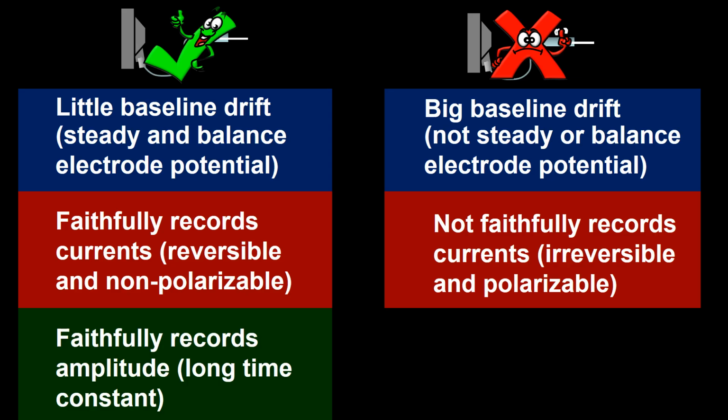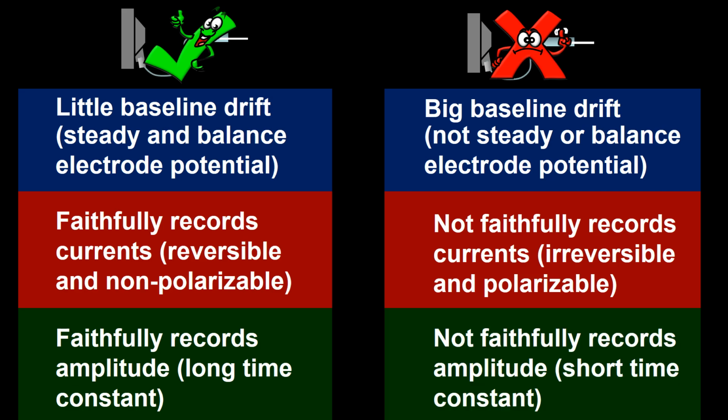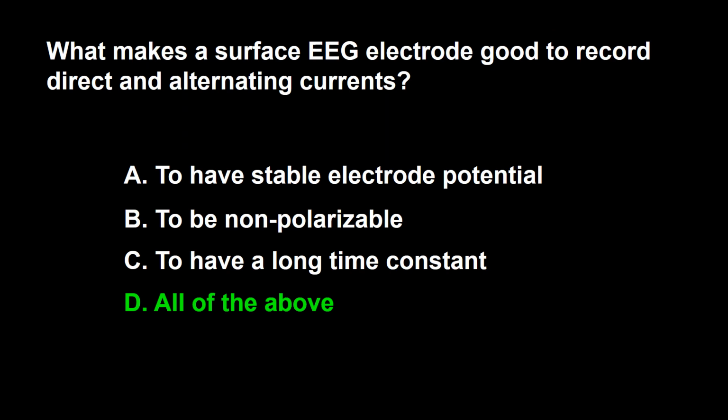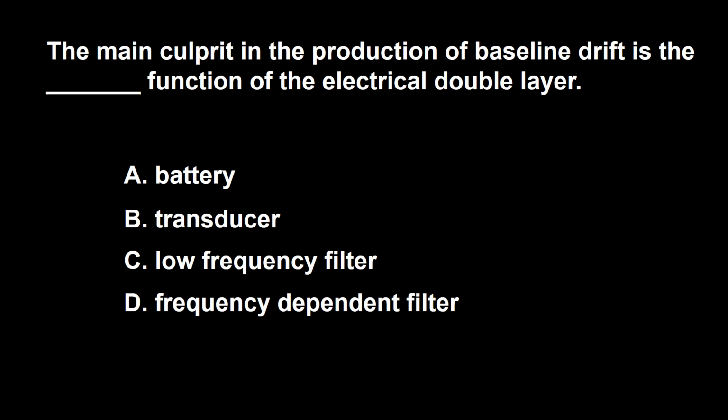Good electrodes faithfully record amplitude because they have a long time constant. Bad electrodes unfaithfully record amplitude because they have a short time constant. So the answer to this question is D, all of the above. The next question is: the main culprit in the production of baseline drift is the function of the electrical double layer. A. Battery. B. Transducer. C. Low frequency filter.